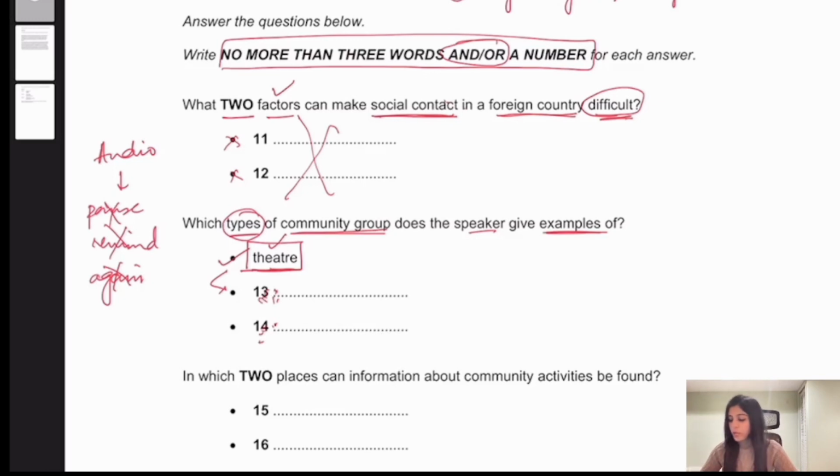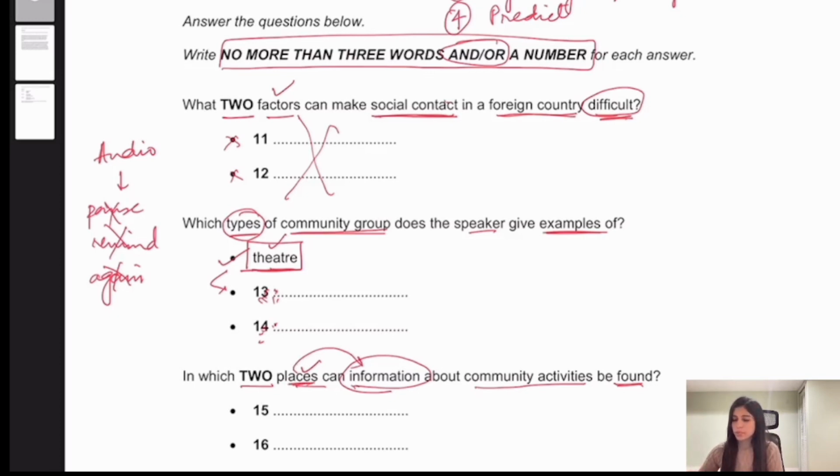Then, in which two places can information about community activities be found? Now we have to look for places. So places here, I'm predicting. So all your questions will not need prediction, but some of them will help you in predicting. So this one, places. Where do you find information? What are the places where you find information?